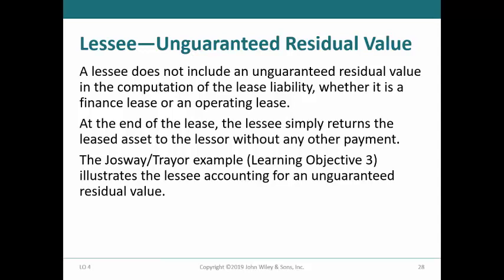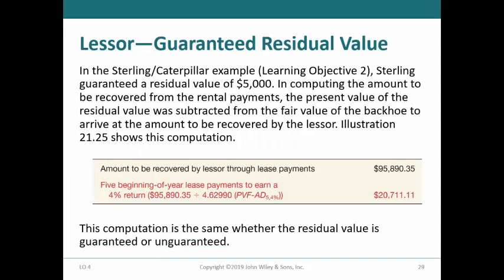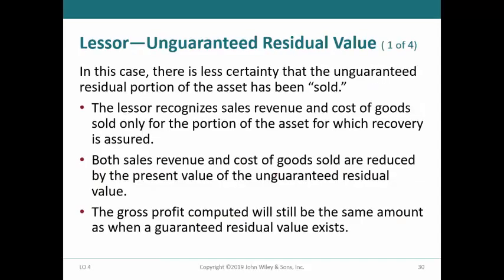the lease liability. Referring back to the finance sales type lease involving Sterling and Caterpillar, Sterling had guaranteed the $5,000 residual value of the backhoe. However, the computation of the payments due from Sterling would have been the same even if the residual value had not been guaranteed. The lessor will always subtract the present value of either a guaranteed or unguaranteed residual value from the fair market value to determine the amount to be recovered from the lessee.